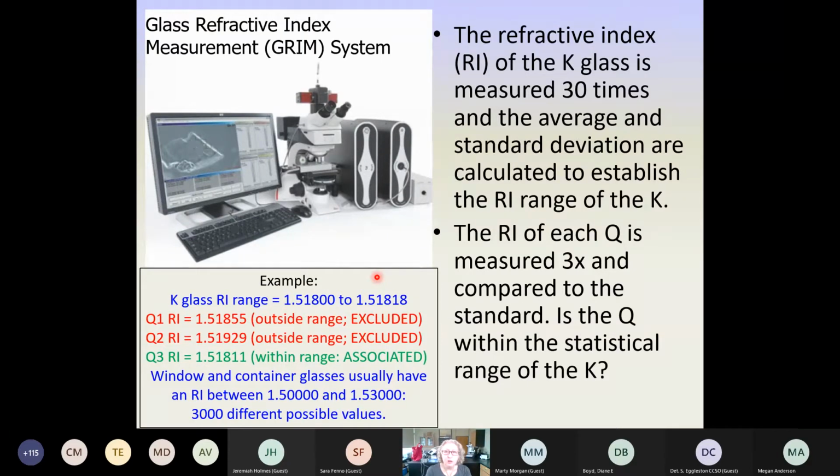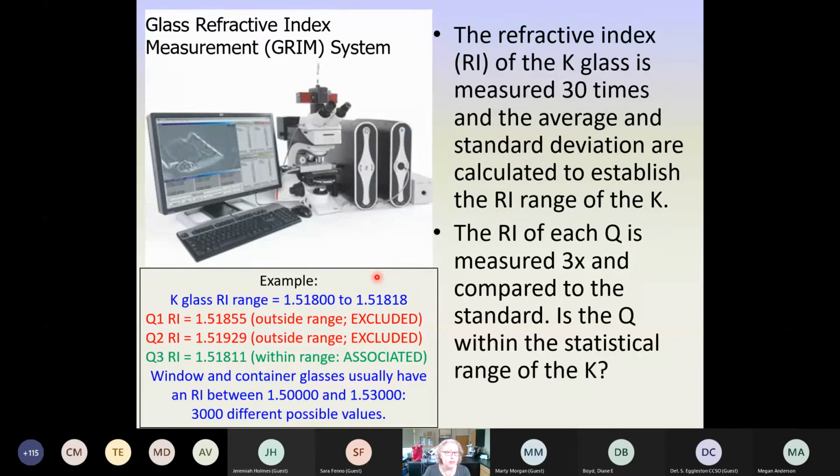So for the GRIM work, we'll do those 30 measurements for our known. And then for each question, we will compare it to that range that we established for the known. As I said, most glass that we see in casework is either window glass or sometimes we see container glass. And the GRIM will measure the refractive index value out to 5 decimal places.